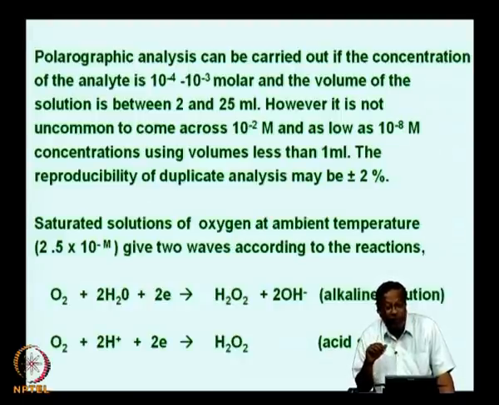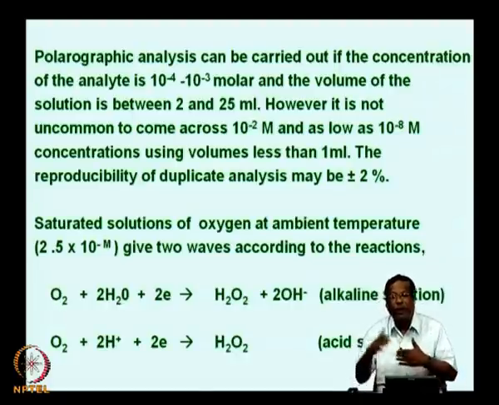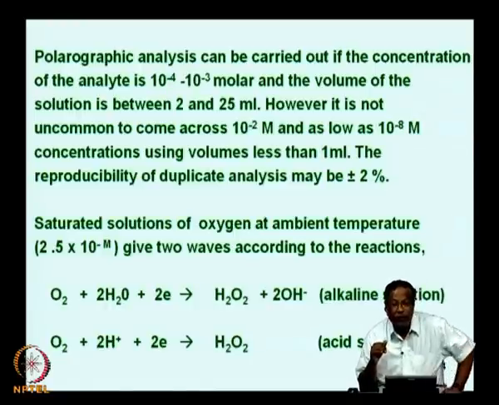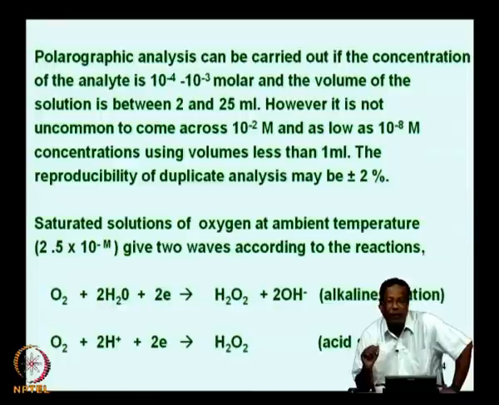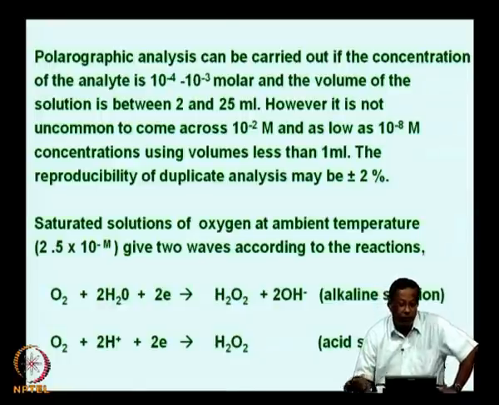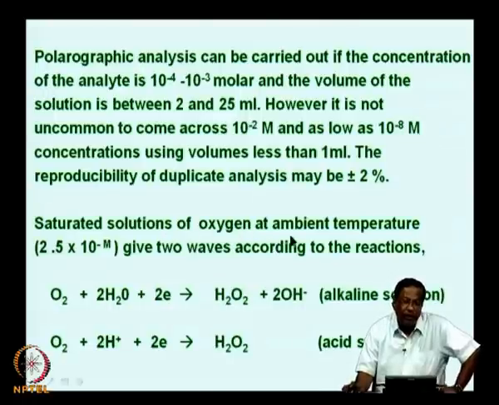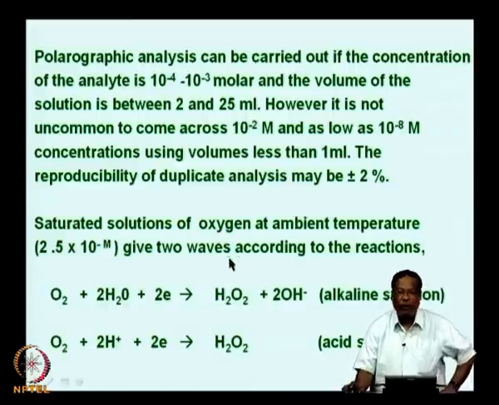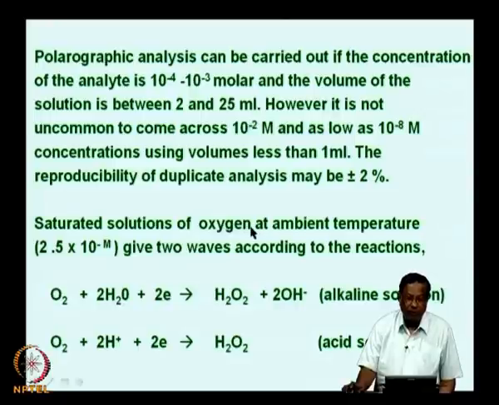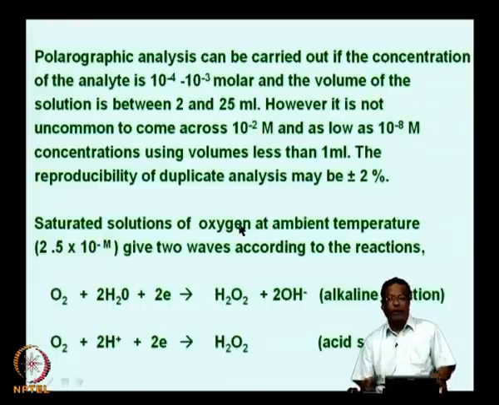Therefore, the reproducibility of the duplicate analysis becomes very important when you are operating in this large range. It should preferably be within plus or minus 2%. Now, we said that the polarographic solutions in which we are trying to reduce the metal ions at the mercury cathode, if you remember our previous discussion, we had passed nitrogen through the solution to remove the dissolved oxygen.